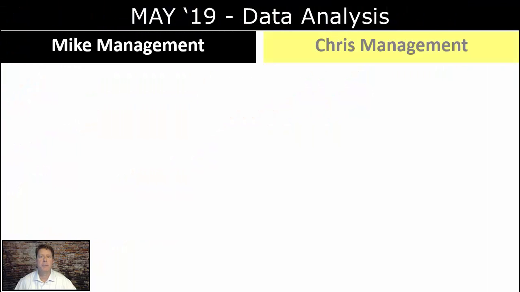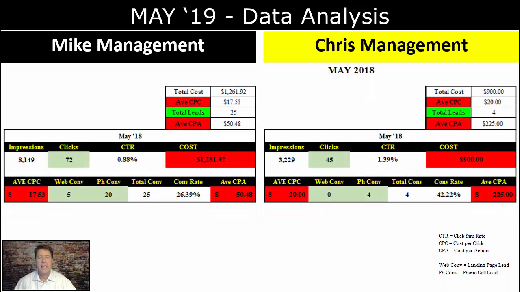So if we take a look at May, and I sent you this in the PDF format, but I thought that it'd be a good idea to actually put this in perspective, this is the May information, and in May, over here you can see that we spent $1,261 and we got 8,000 impressions, 72 click-throughs, and this is really the first month that we had, and we just had started to optimize your account. We got a $17 cost per click. We generated a total of 25 leads, and of course that was a $50.48 cost per action.